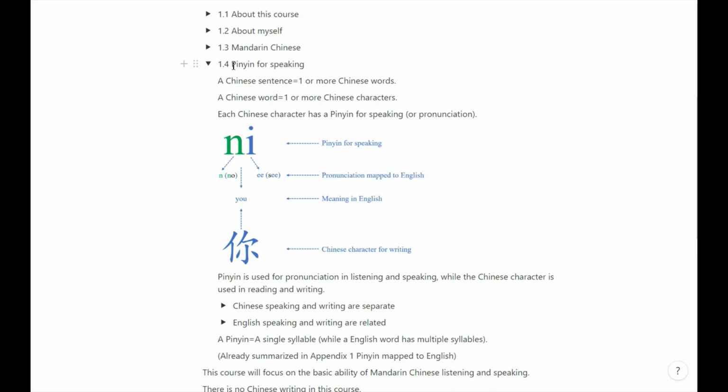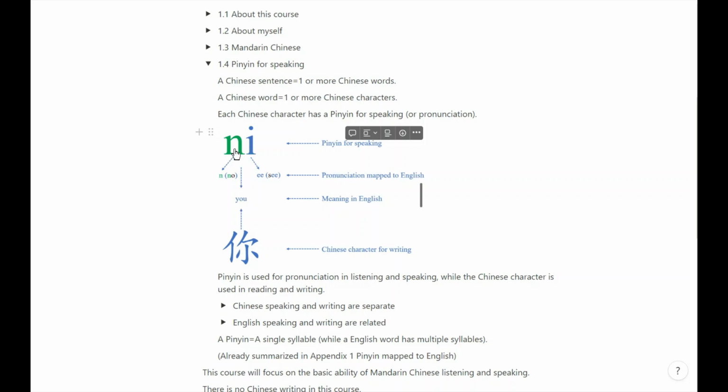1.4 is about pinyin for speaking. A Chinese sentence is one or more Chinese words. A Chinese word is one or more Chinese characters. Each Chinese character has a pinyin for speaking or pronunciation. For example, as below, this word is "you" in English. In Chinese this is a Chinese character for writing, and this is pinyin for speaking.